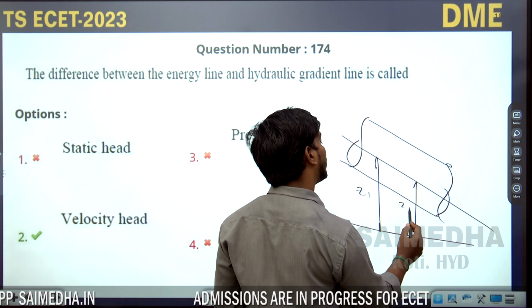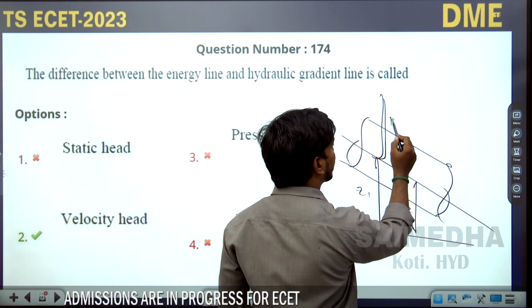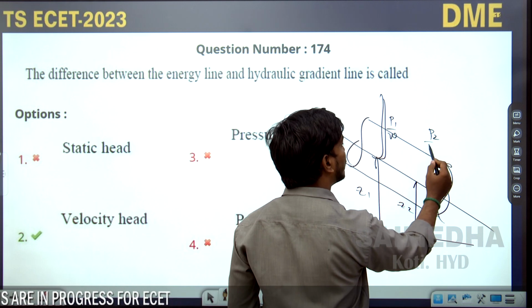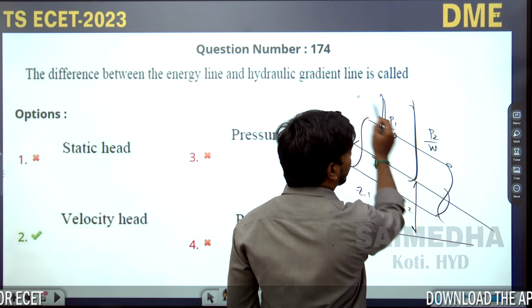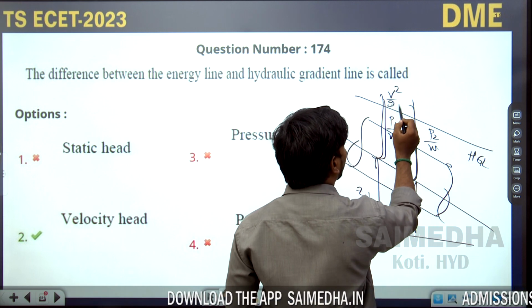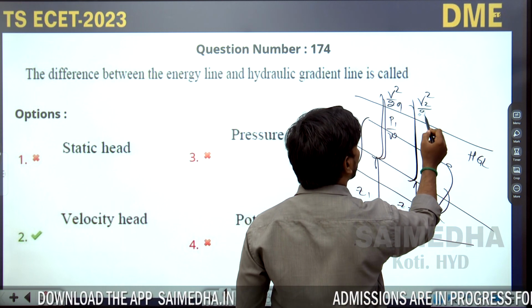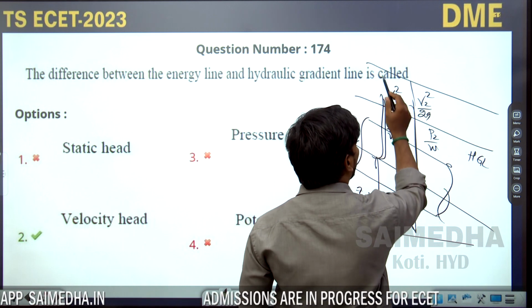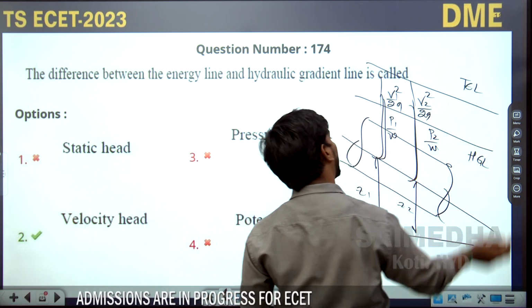Z1, Z2. P1 by W, P2 by W. This line is called the hydraulic gradient line. ఇక్కడ kinetic head కూడా యాడ్ చేస్తే, this line is called the total energy line.